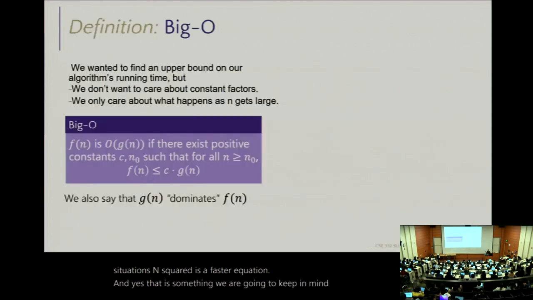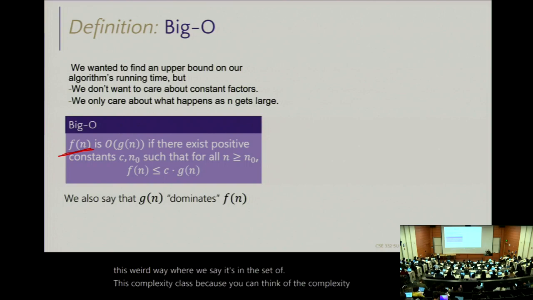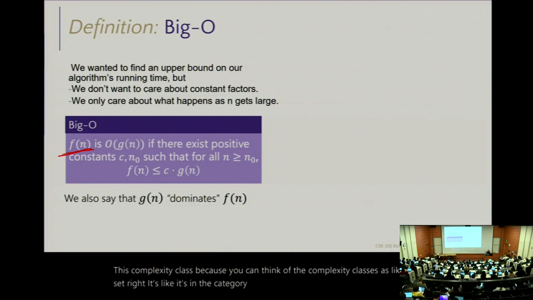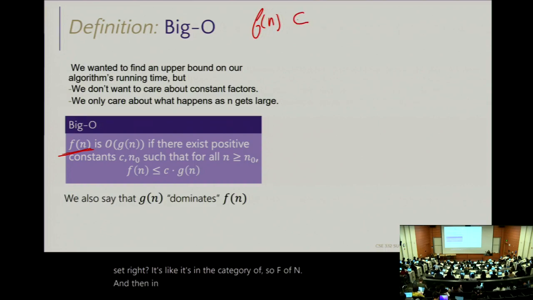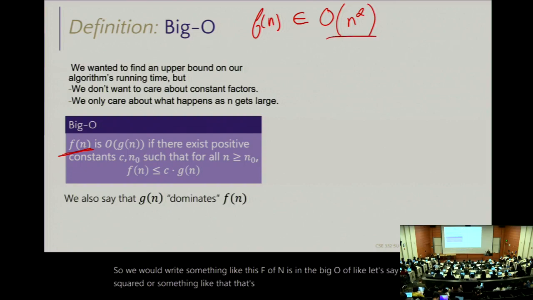So when we get to our formal definition of big O, we would say that a function, f of n, and we say it in this weird way where we say it's in the set of this complexity class, because you can think of the complexity classes as like a set, right? It's like it's in the category of. So f of n, and in case you're not familiar, this is the mathematical symbol for in the set of. So we would write something like this: f of n is in the big O of, let's say, n squared or something like that. That's how we would write the complexity class and then our function.